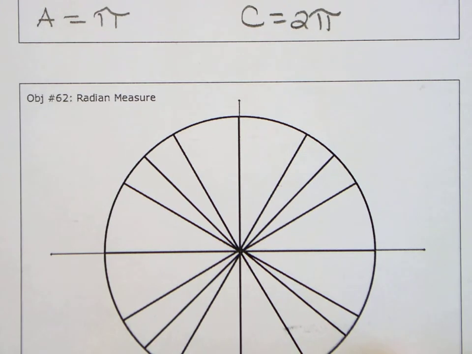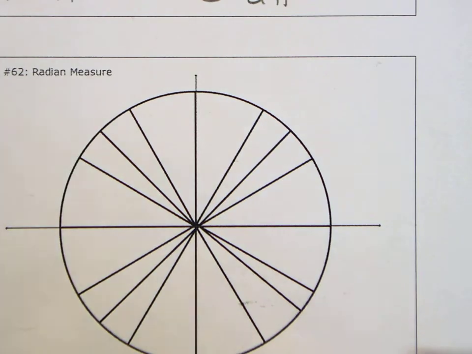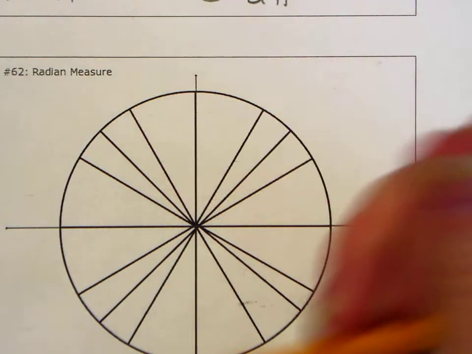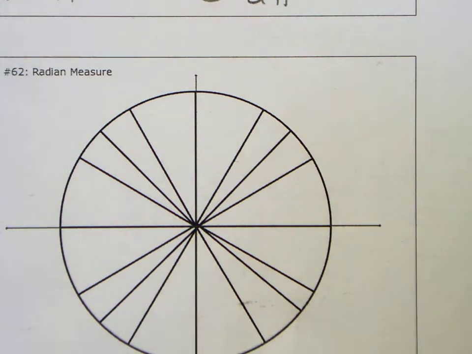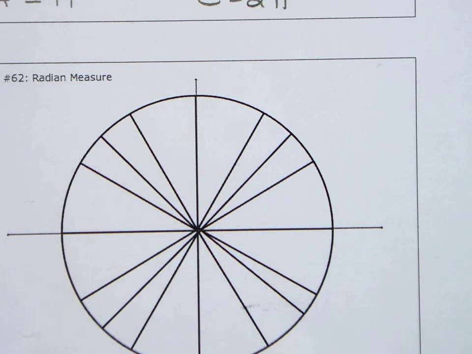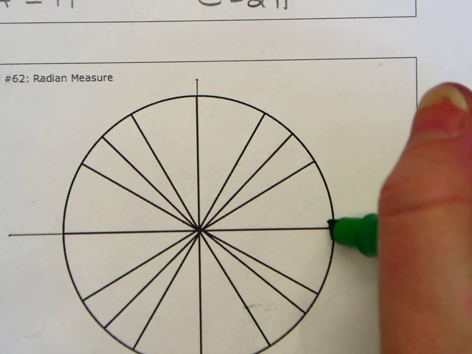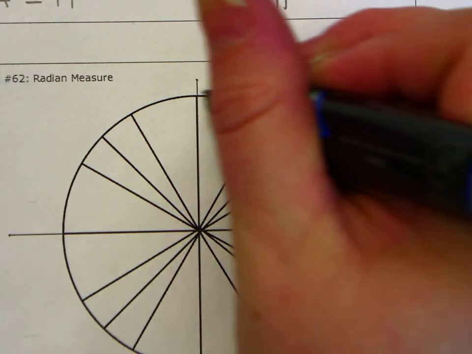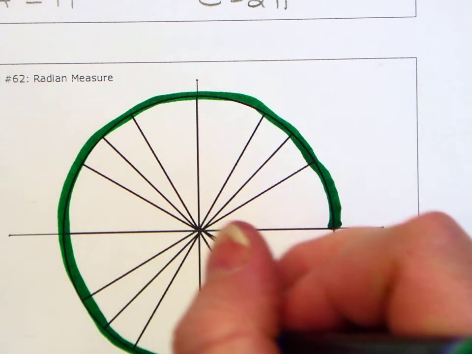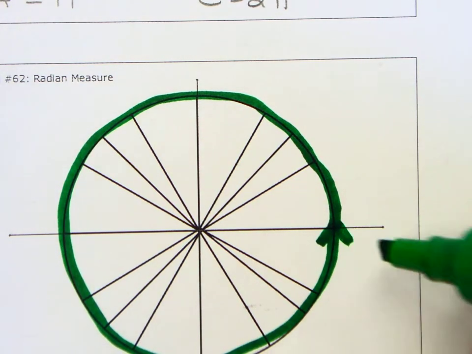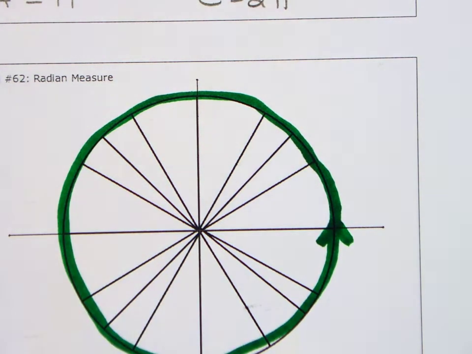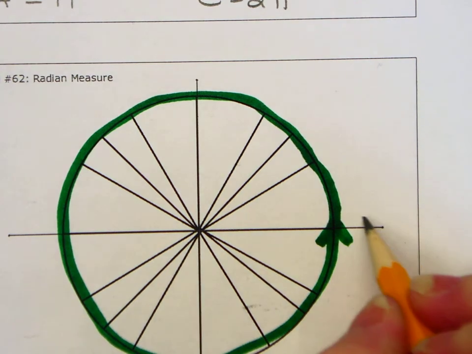Okay, so if this is our unit circle, right? The area is pi. That's actually not the important part. Circumference is 2 pi. Now, what is circumference? Circumference is the distance around the circle, right? So if we start here, all the way around is 2 pi. Well, what else is 2 pi?